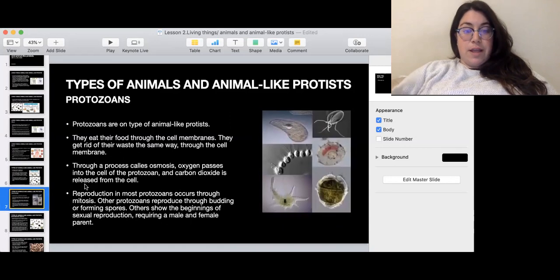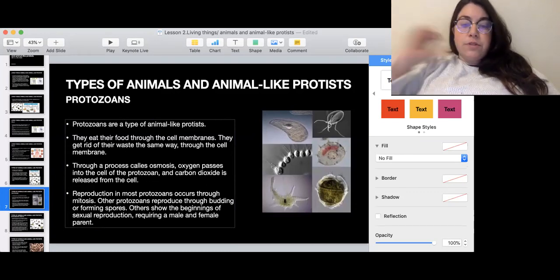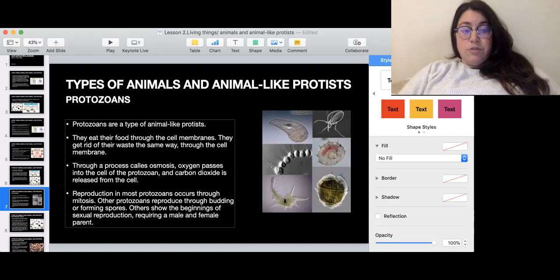Okay, now we're going to talk about protozoans. Protozoans are a type of animal-like protists. So protozoans are protists, that's their kingdom. They eat their food through the cell membrane. They get rid of their waste the same way, through the cell membrane. So the cell membrane is like this cover around the cell, and it lets in food and then lets out waste. Through a process called osmosis, oxygen passes into the cell of the protozoan and carbon dioxide is released from the cell.